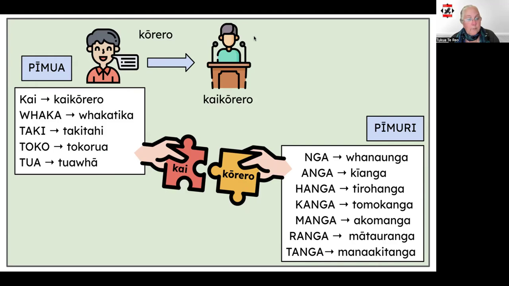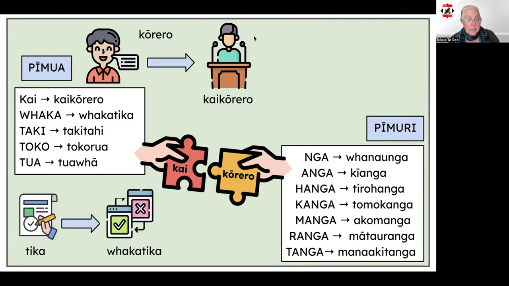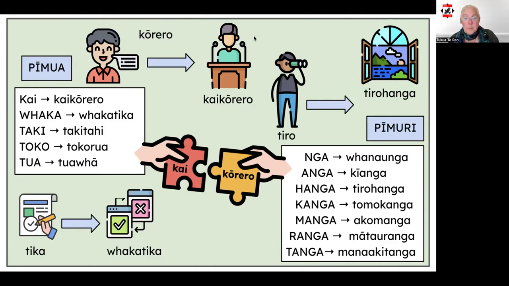In the next example, the word tika, which is a tuahua, or describing word meaning correct, then becomes whakatika, which means to make correct. An example of a pīmuri now, tiro, which is also a tūmahi or an action word. Tiro is a truncated version of titiro, which means to look. When we add the pīmuri hanga to it, we get tiro hanga, which means a view. He tiro hanga whānui is an overview, which is also the name of this video.